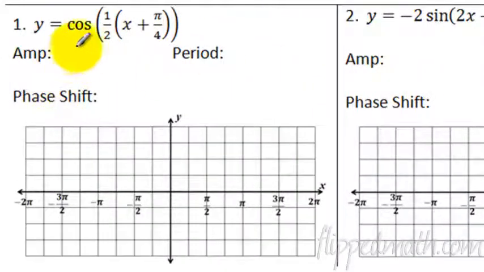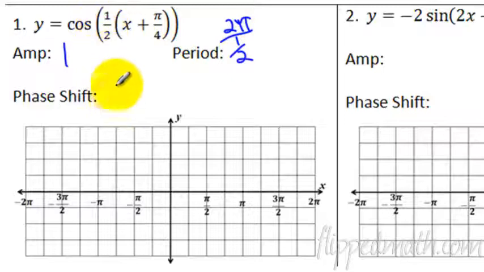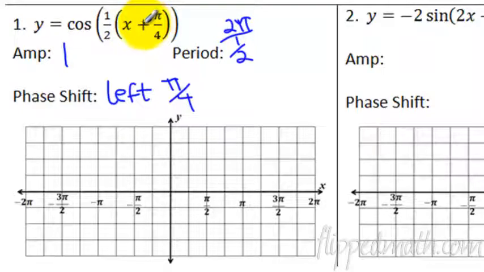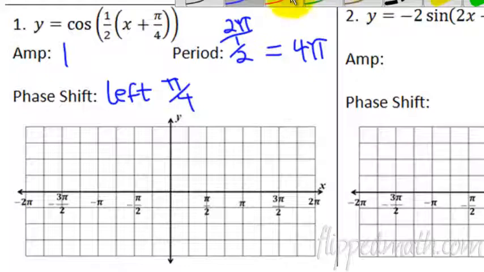The amplitude here, the a in front of cosine, is just the number 1, so that's easy. The period is going to be 2 pi over b, which in this case is a 1/2 from this. And then how far is it shifting? It is shifting left pi over 4. We do remember when it's on the inside with the x, it's the opposite. Well, we need to clean up this period. 2 pi over 1/2 equals 4 pi. All right, so there's our period. So let's figure this out.